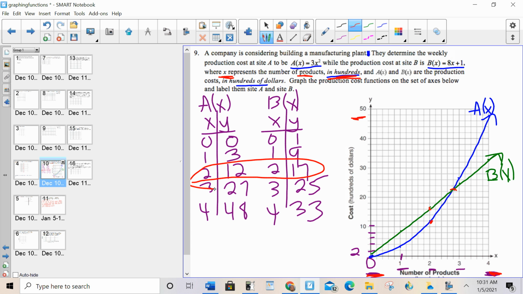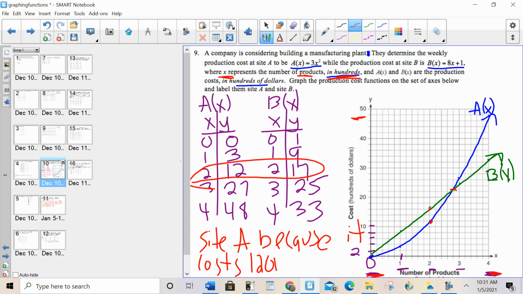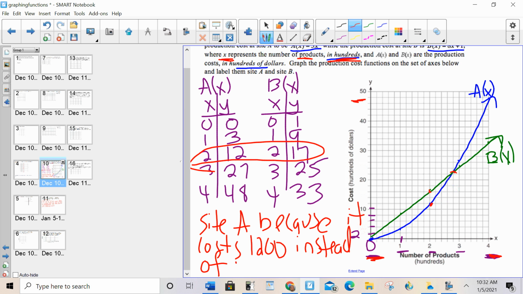So site A, because it costs 1,200 instead of 1,700.